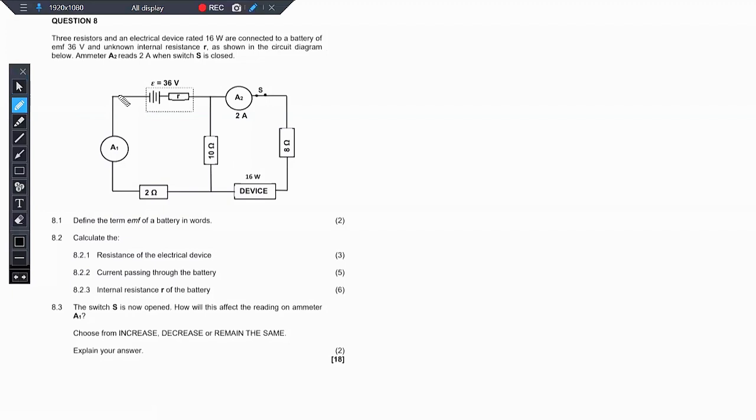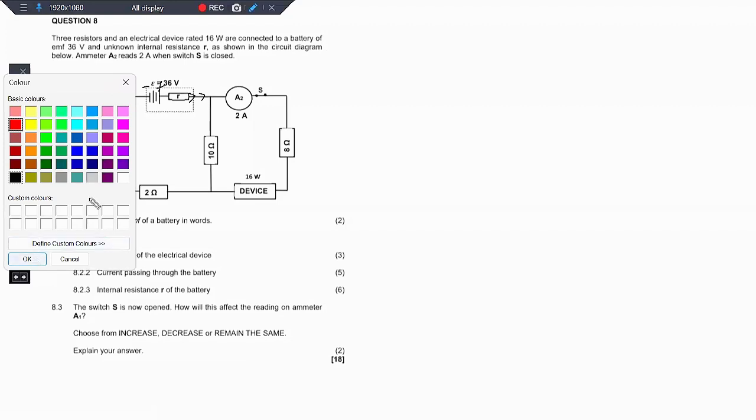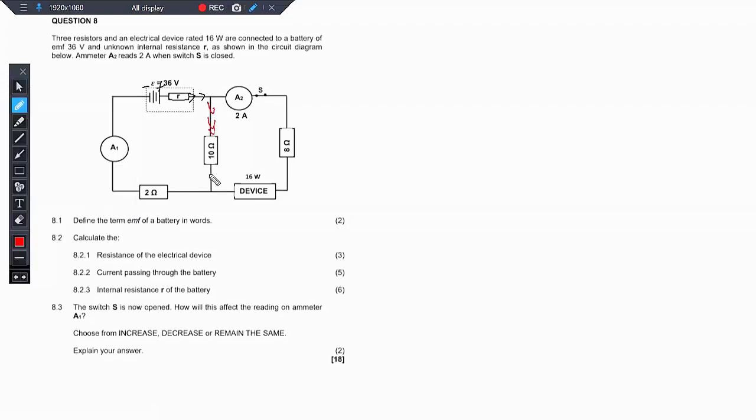So the first thing that we want to do, let's identify our positive terminal and negative terminal so that we can know the direction of current. The longer one is always the positive and the shorter one, the negative terminal, right? So that means your current now will be flowing in this direction. Then immediately at this point, there is a splitting of current, which indicates that we are now entering the parallel branch. So some of the current will split and flow to the 10 ohm resistor, and then some of the current will split and flow through the ammeter here, and then into the 8 ohm resistor, and then also to the device.